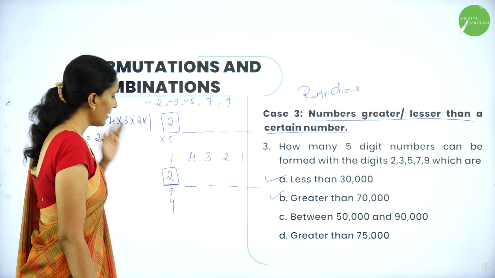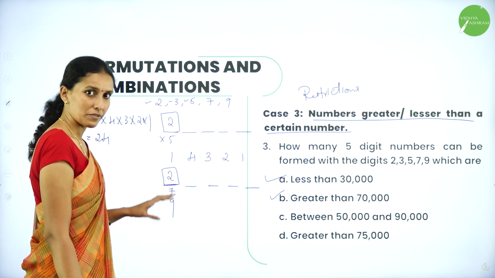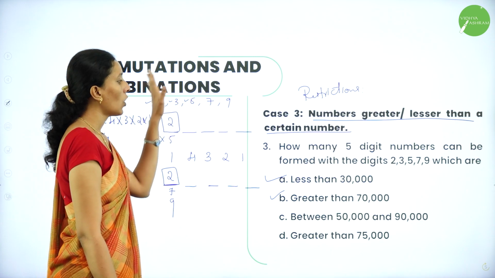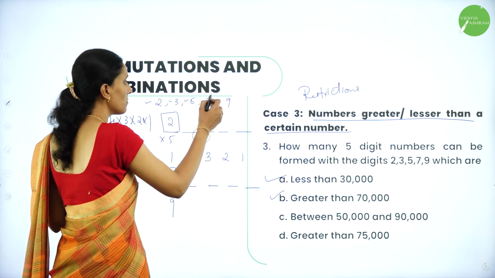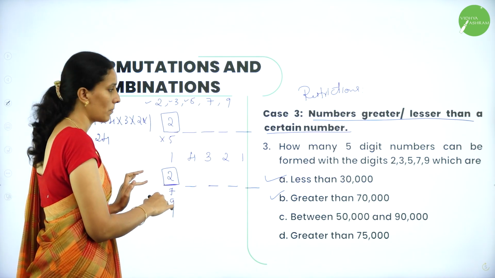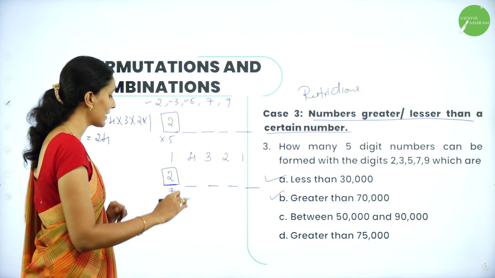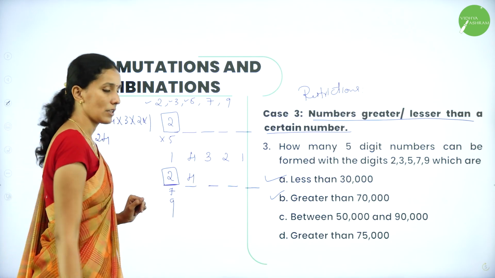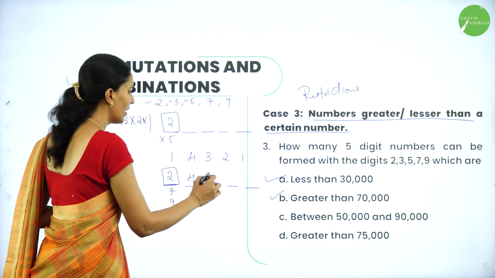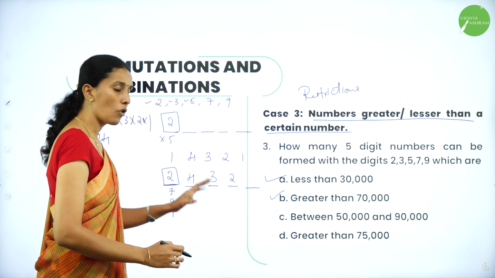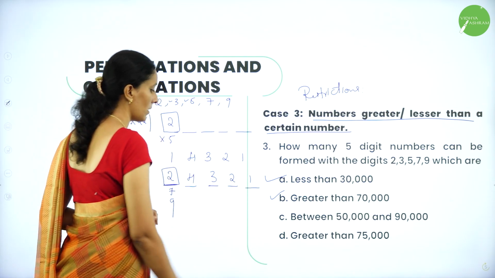Now, if 7 or 9 is written in the first place, I am left with 4 other numbers. Let me assume 7 is written in the 10,000 place. How many numbers are left? 9, 5, 3, 2. So how many choices do we have in the next place? That is 4 choices. Again, 2 numbers are gone, 3 numbers are remaining, 3 numbers are gone, 2 numbers are remaining, 4 numbers are gone, 1 number is remaining.